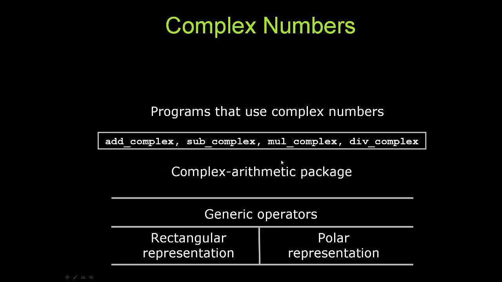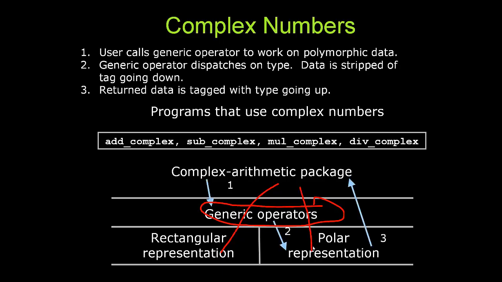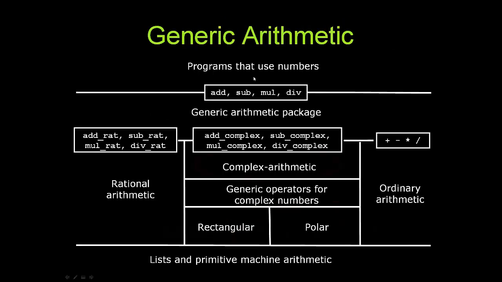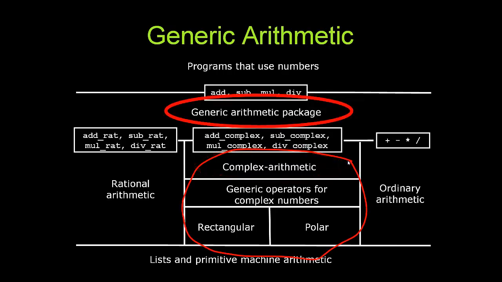Okay, so this is what you saw just now, right? You have this complex number package, and there's these operators that allow you to deal with either rectangular or polar. And essentially this is the sort of function you see, right? As the data goes down, it is stripped of the tag and sent to the correct package, and then when it comes up, data is retagged with the right tags. In generic arithmetic, we kind of generalized it. Just now you're dealing with complex arithmetic, so it's just this part of the picture. Now we go one level higher, right? We now deal with generic arithmetic.